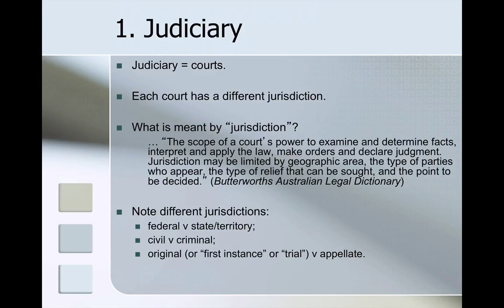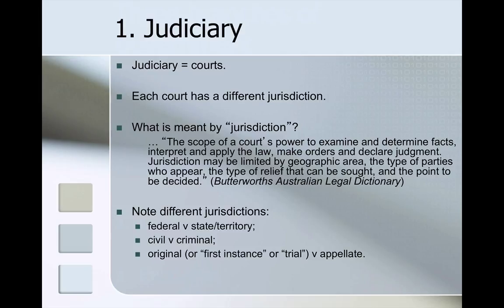Now, the Judiciary is basically the courts, our court system. Now, what's important to appreciate about our court system is that each court has a different jurisdiction. So what is meant then by jurisdiction? The definition that I've used comes from the Butterworth's Australian Legal Dictionary, and it says that it is the scope of a court's power to examine and determine facts, interpret and apply the law, make orders and declare judgment. Jurisdiction may be limited by geographic area, the types of parties who appear, the type of relief that can be sought, and the point to be decided.